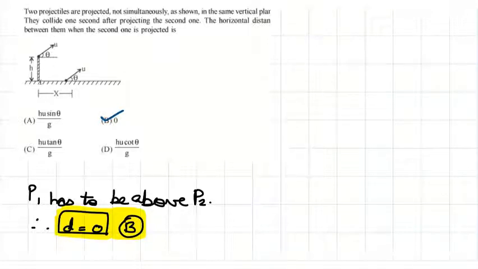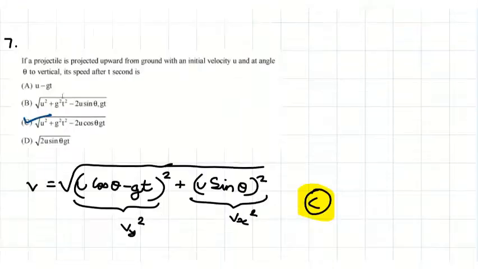But that is not possible when the particles are directly below each other. Only when the particles are directly below each other will they collide. Thus P1 has to be above P2, which is this. Thus we get the distance between them horizontally as 0.